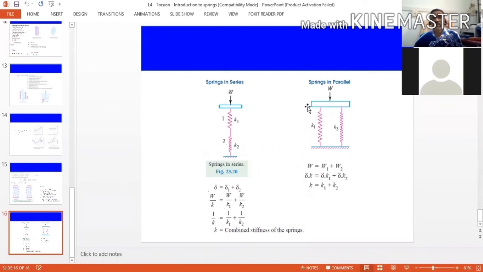But if springs are connected in parallel, then W is equal to W1 plus W2, and stiffness K is equal to K1 plus K2.